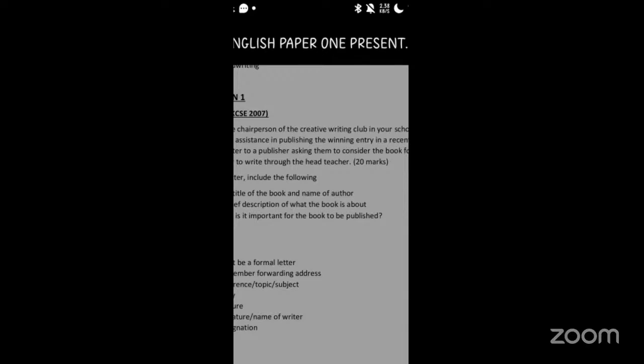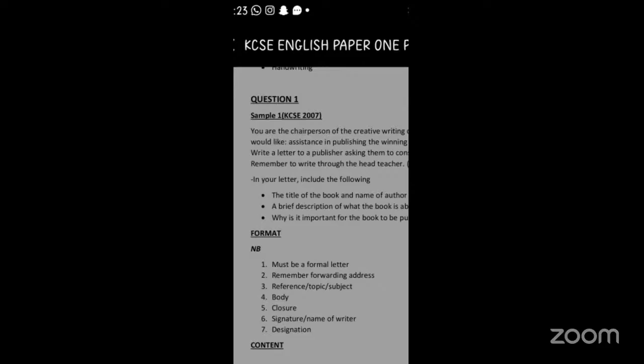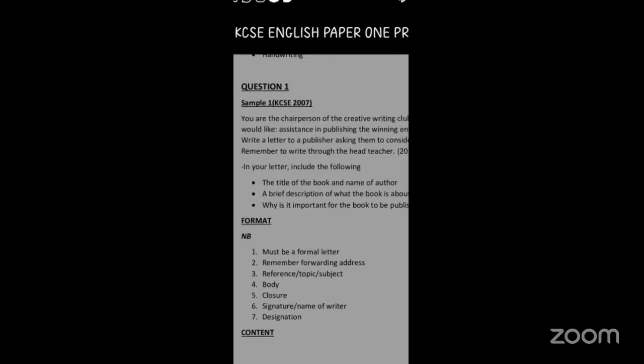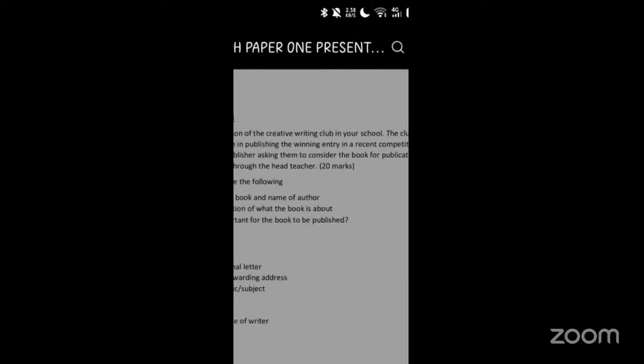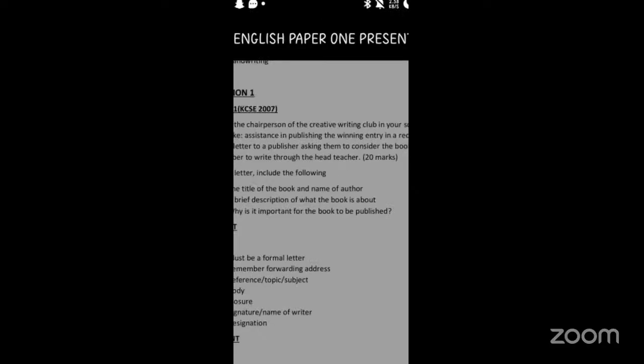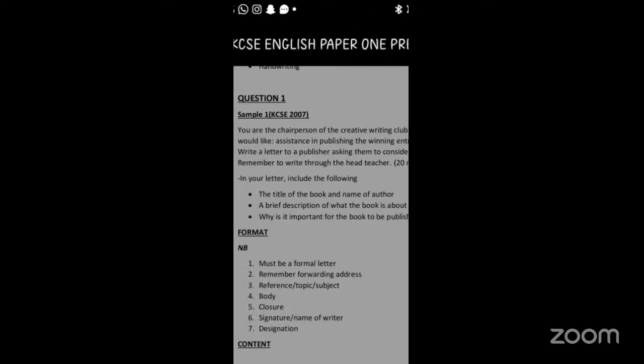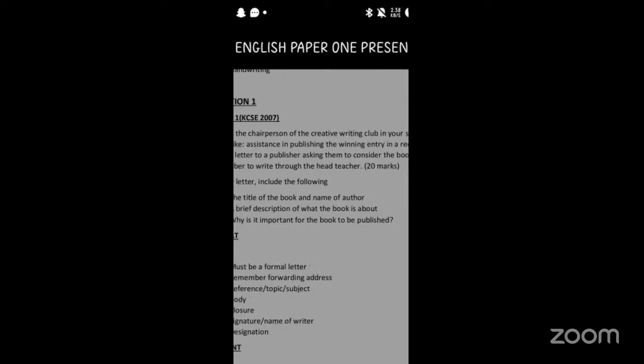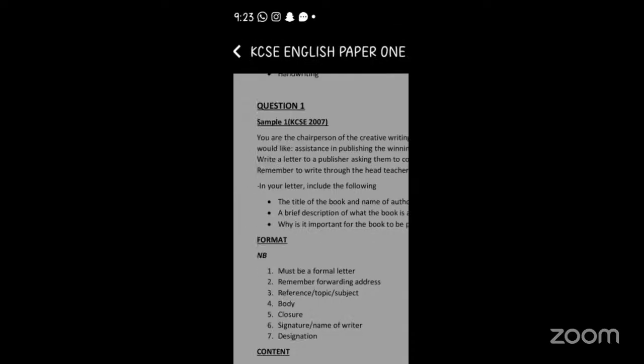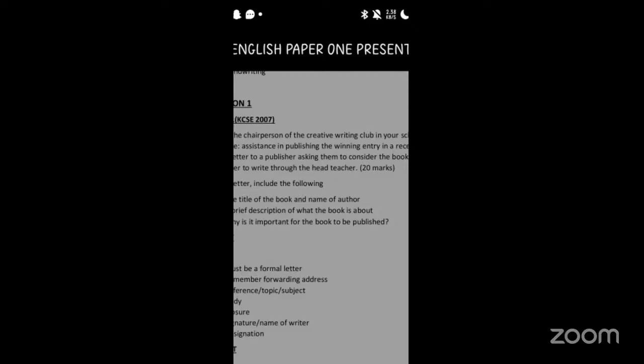Okay, so we are saying that in this club, as the chairman, you're writing, you'd like assistance in publishing the winning entry in a recent competition. So you write a letter to the publisher asking them to consider the book for publication. Remember to write through the head teacher. Now, you must understand what the question is asking. So you did a competition, and the book you wrote in that competition, you won. So you want a publishing house to assist you in publishing that book. You would like assistance in publishing the winning entry in a recent competition.